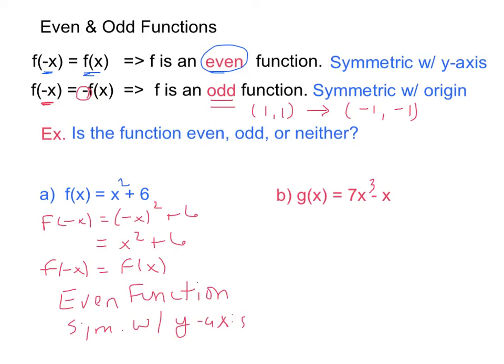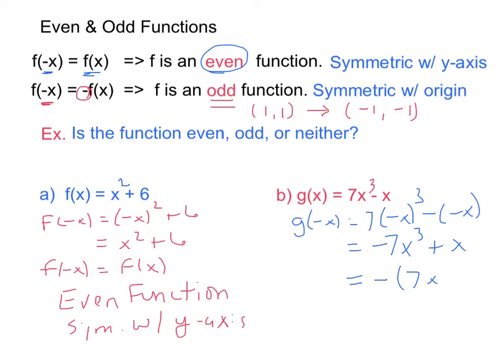So let's look at part B, g of x. If I evaluate g of negative x, I have 7 times negative x cubed minus negative x, which gives me negative 7x cubed plus x. But if I were to factor out the negative, it would be the negative of 7x cubed minus x. And that right there is really g of x. So I really have the opposite of g of x. So g of negative x equals the opposite of g of x. Therefore, I have an odd function.